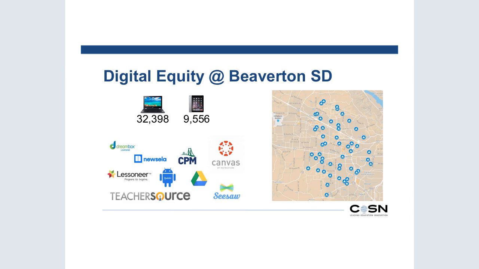If we fast forward two years later, we had built out the infrastructure. We deployed 32,000 Chromebooks and almost 10,000 iPads. And we were Chromebooks one-to-one in grades 4-12, and the students were taking them home in grades 6-12, and we were four-to-one iPads in K-3.